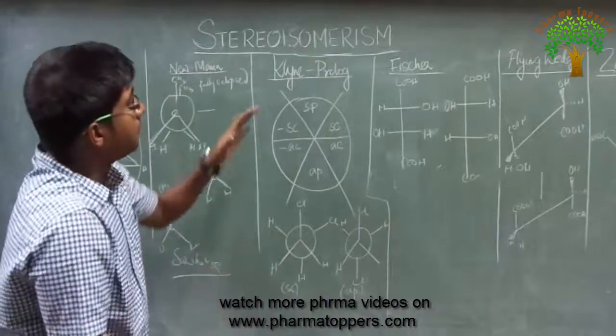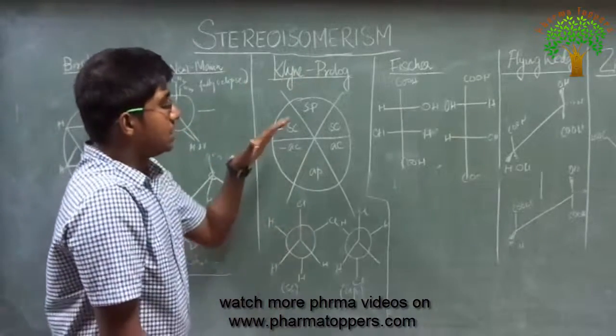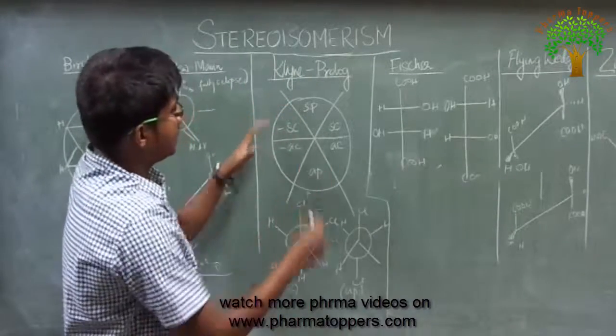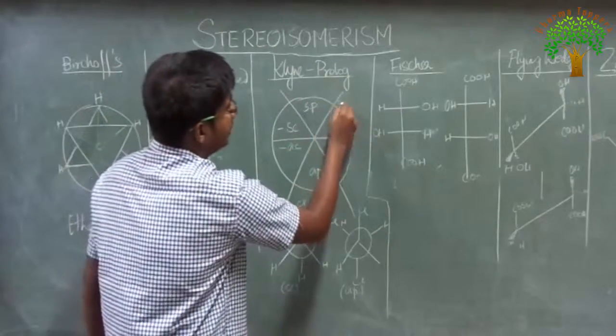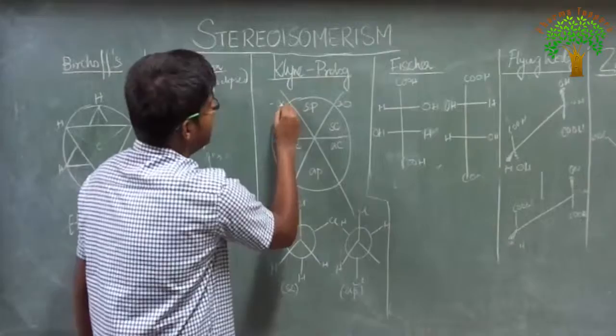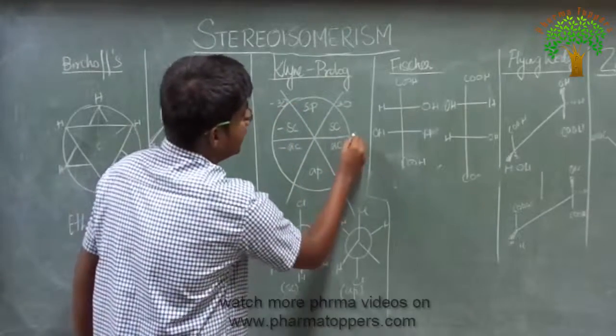Very important is the Klyne-Prelog form. This is not present in any of the books. What it tells is that we take a circle and divide the circle. This is a 30-degree angle, this is a minus 30 degree, similarly this is the same, and this is 90 degree.